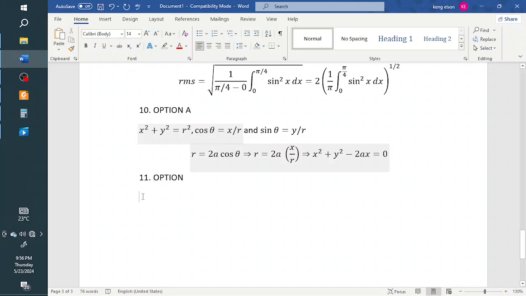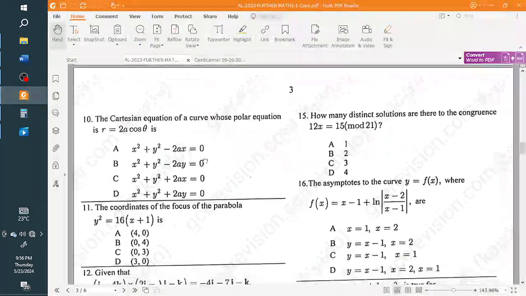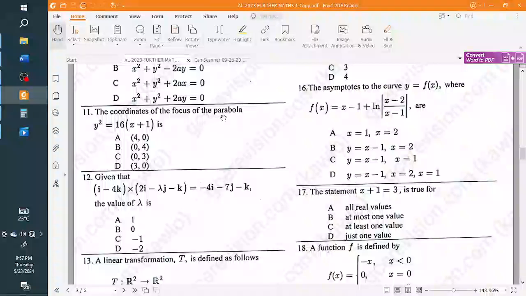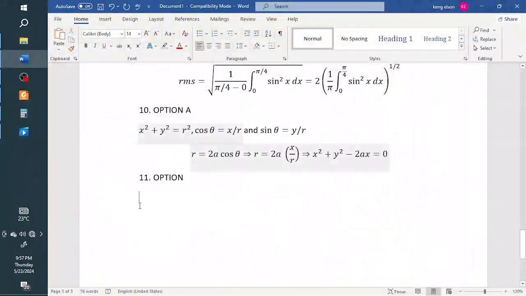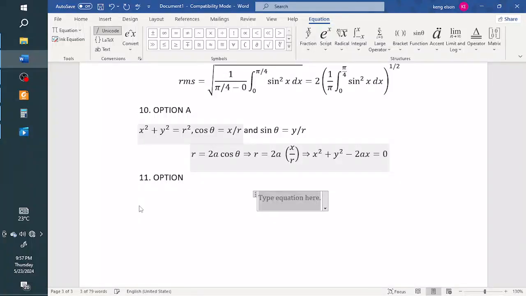Alright, so let's go to question 11. The coordinates of the focus of the parabola y squared equal to 16 into x plus 1 is. Generally, if you have y minus n all squared equal to 4a into x minus m, the focus is at the point m plus a, comma, n. That is the focus.